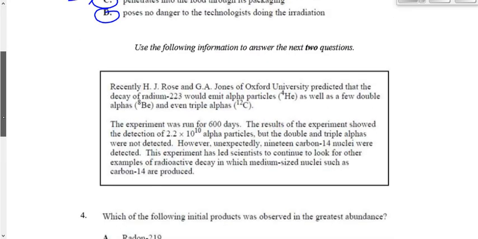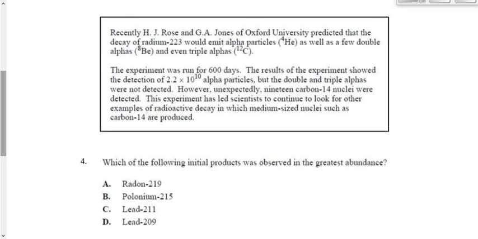Numbers 4 and 5 go with this information here. We have this prediction that radium would emit alpha particles, which we're familiar with, and double alphas, which we're not familiar with. Don't worry about that. When this question appeared on the diploma exam, nobody was familiar with that. People are now because they do this question as practice, but at the time, nobody had heard of double alpha. Well, they tell us what a triple alpha is. Whenever they give us something that we don't know about, they tell us about it. Don't panic about it, just deal with it.